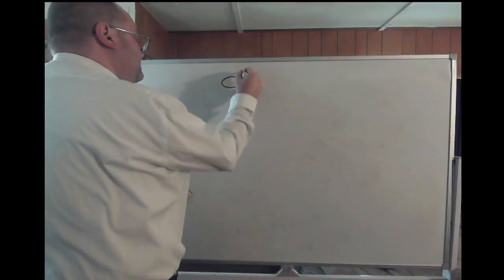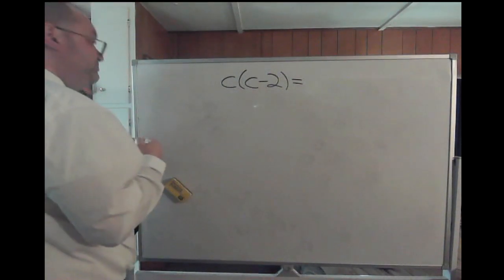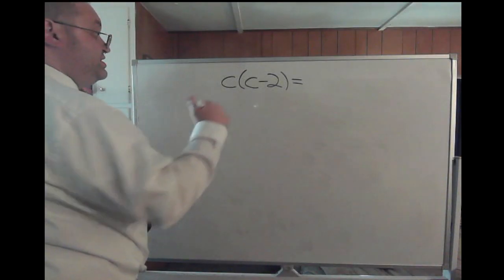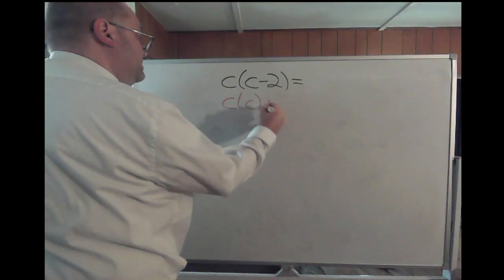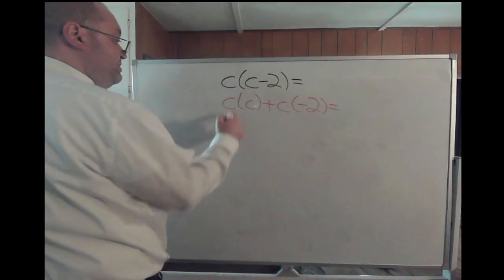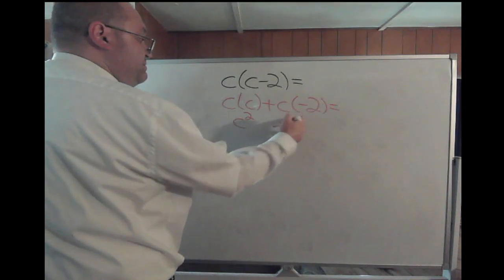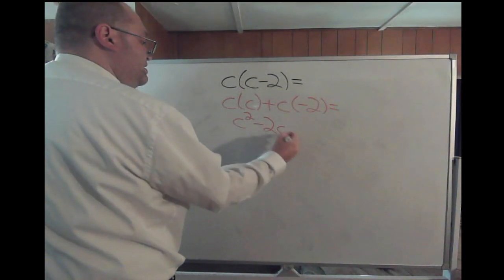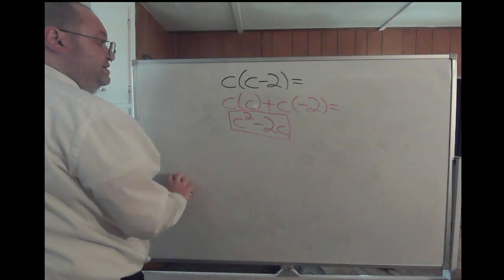Alright, now this is where it changes. Let's say we have c times the quantity of c minus 2. Well, what you have to do is still use the distributive property. You'll take the c times c plus the c times the negative 2. Well, c times c, that'd be c to the first times c to the first, which would give you c to the second. Then you have plus c times negative 2, that'd be negative 2c. So you'll end up getting c squared minus 2c. That would be the answer you would get.